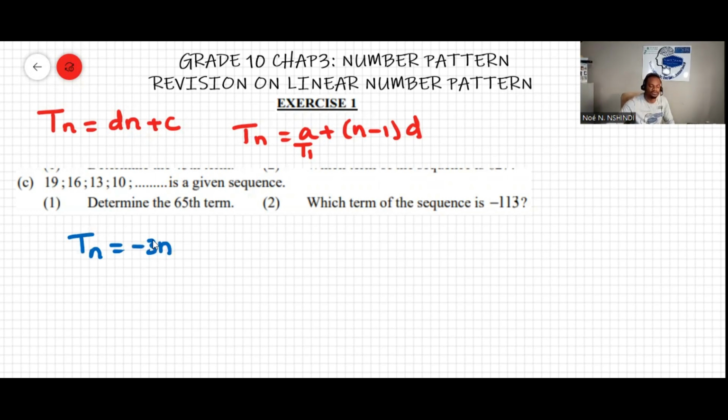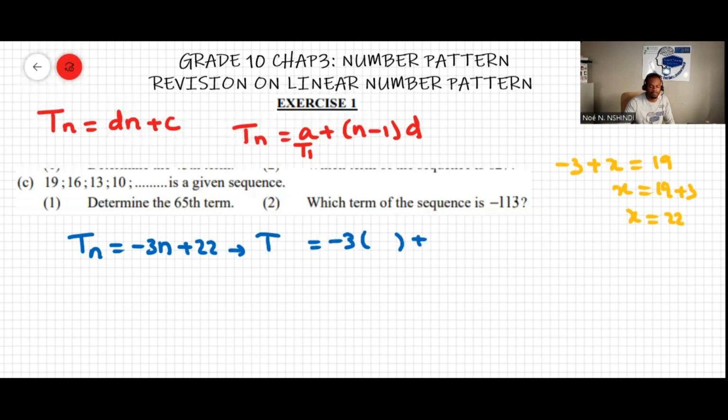How much do we add to negative 3 to get 19? I can see it's 22. But if you're unsure, you can just write some more here. Negative 3 plus what equals 19? If you move negative 3 over, it becomes 19 plus 3, and then you get x equal to 22. Then here you plus 22.